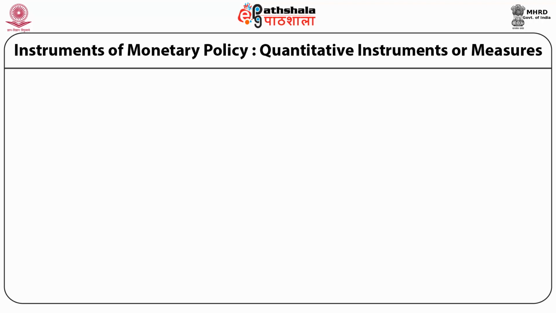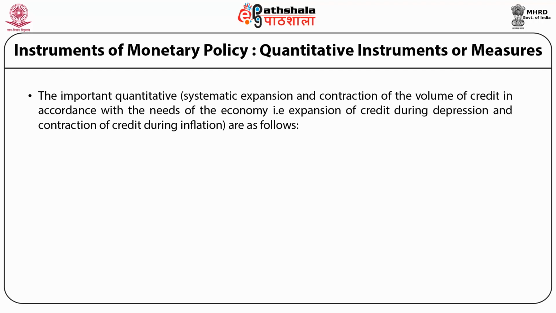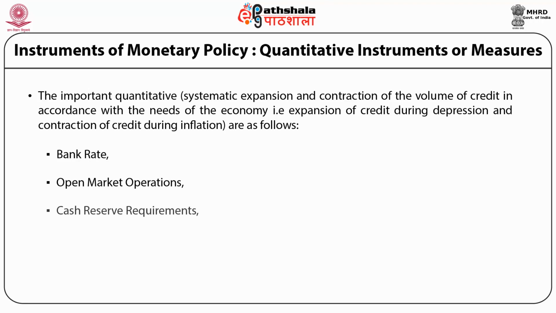Quantitative instruments or measures are important for systematic expansion and contraction of the volume of credit in accordance with the need of the economy. That is, expansion of credit during depression and contraction of credit during inflation. They are as follows: bank rate, open market operations, cash reserve requirements, and statutory liquid ratio.